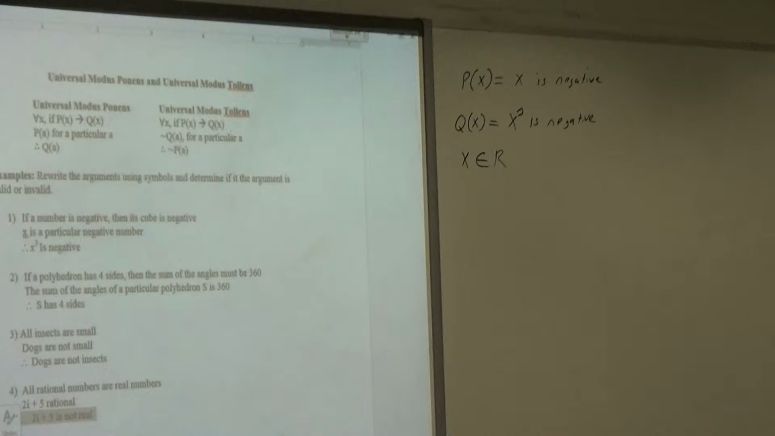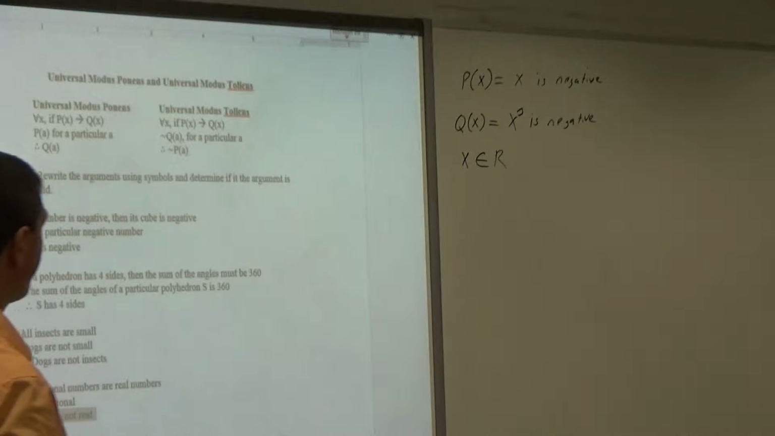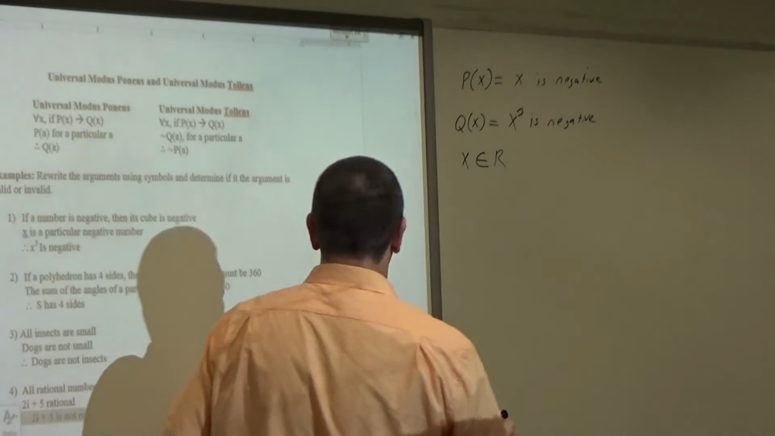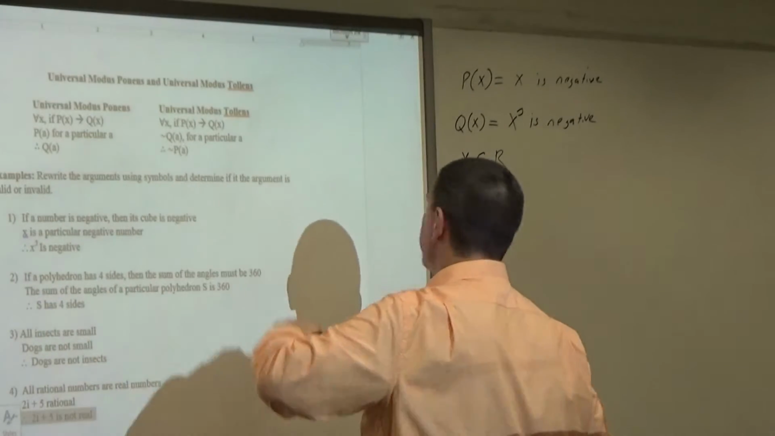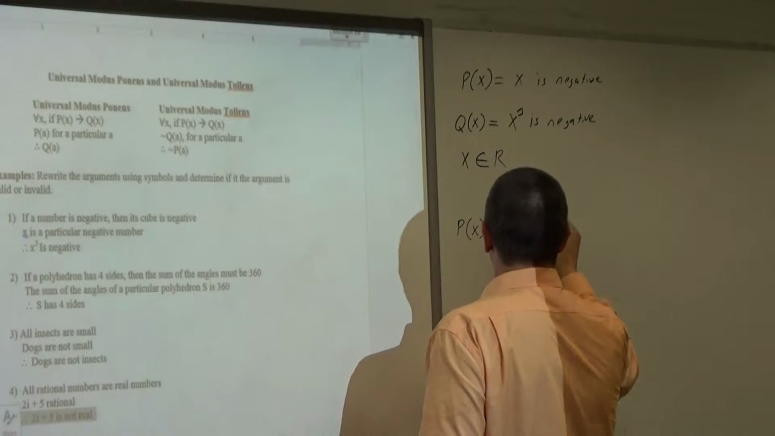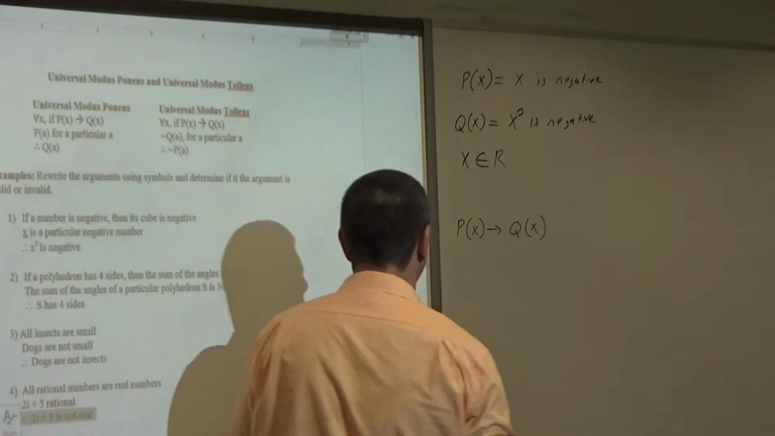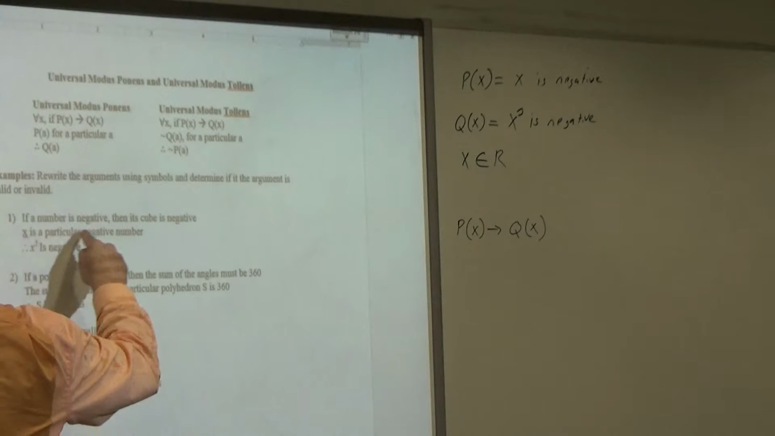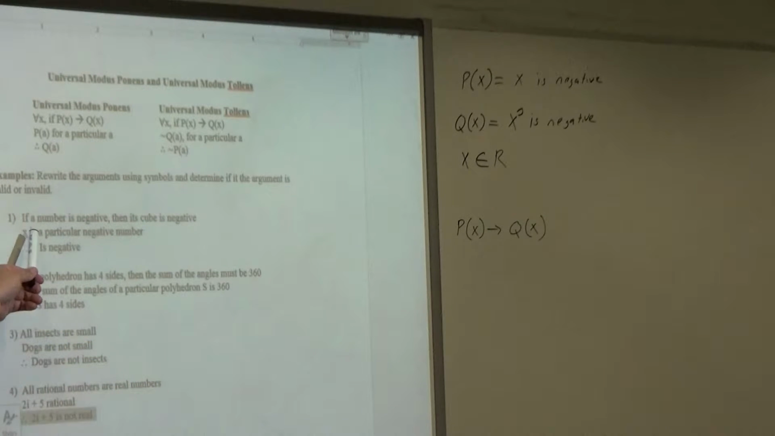Any questions about that? So if I want to set this up, just reading this, if a number is negative, then its cube is negative. P of X implies Q of X. I think everybody agrees with that. X is a particular negative number. So how will we write the second line there, guys?